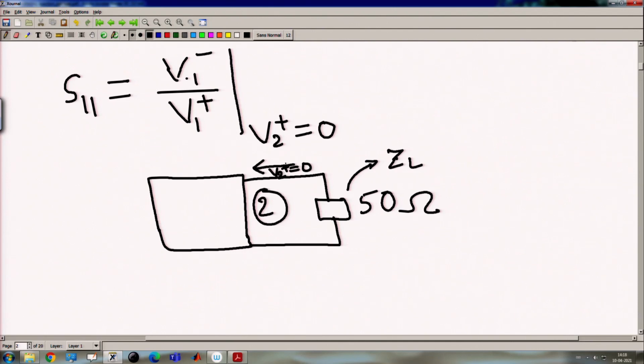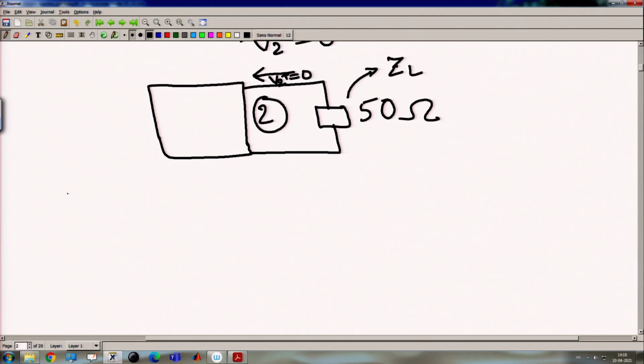So, like this we can define the V2 plus, and gamma means S11, we can also call it gamma. So, when V2 plus equals 0, we can write gamma at port 1. That means we are finding the S11 at port 1, which is the same as the reflection at port 1, that is, gamma at port 1.